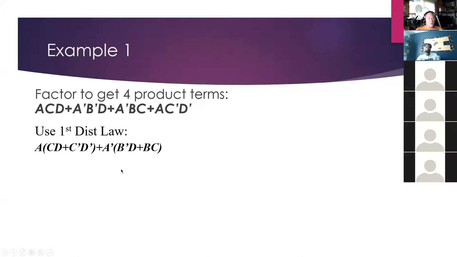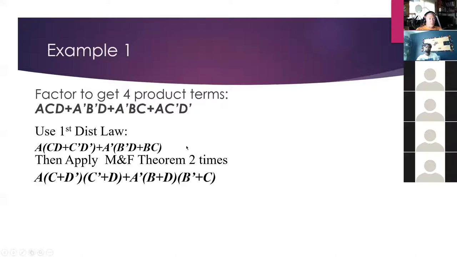We can use the multiplying and factoring theorem. We can apply it to this once, and then apply it also to this, so we apply it twice to the two different parts. We're going to apply it using the A and the A prime, and we can also apply it on the inside if we really wanted to. So we applied it inside here using C and C prime, or you can use D and D prime. And we applied it inside here using B prime and B.